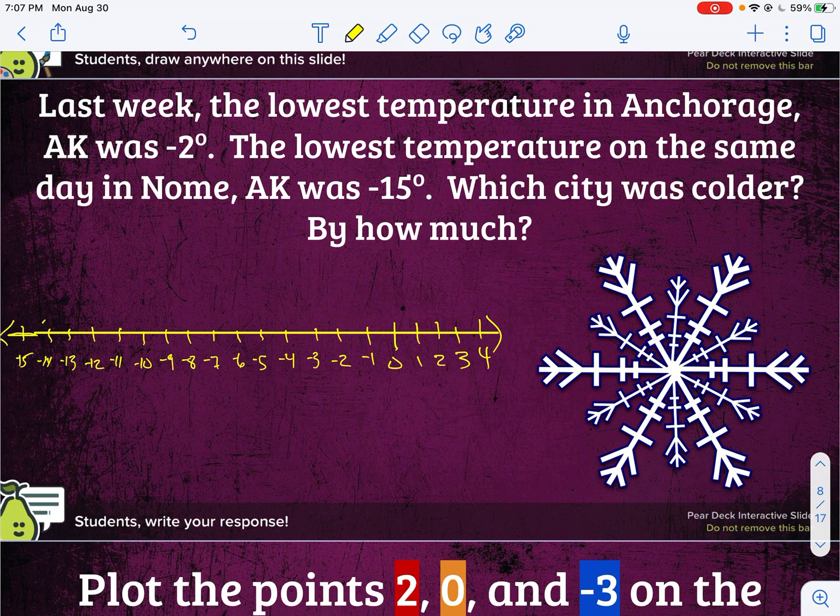Okay, so -2 degrees was Anchorage, -15 degrees. So which of the two is the lower one? Nome, Alaska. And how much colder are they? So if I go down here, 1, 2, 3, 4, 5, 6, 7, 8, 9, 10, 11, 12, 13 degrees. So negative 13 degrees colder.